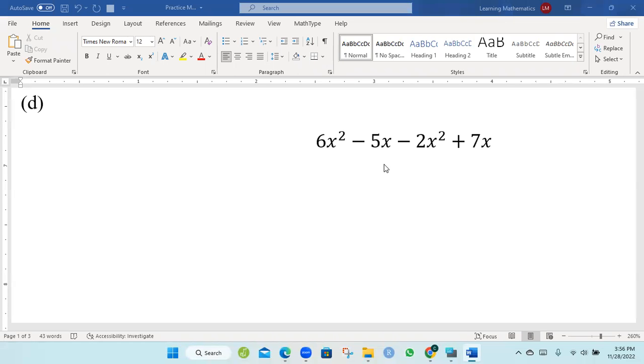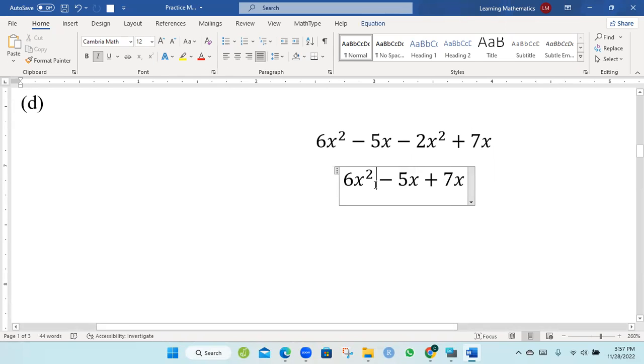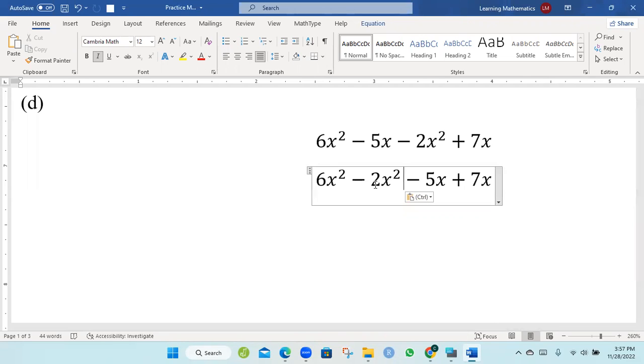So the expression for D is 6x squared, subtract 5x, subtract 2x squared, plus 7x. So 6x squared. X squared is not like x. Okay, you have 6x squared. So we have to look for x squared. We have negative 2x squared. So 6x squared is like negative 2x squared, the 6 of them and negative 2 of them. And now the x's, we have negative 5x and 7x. So we have grouped them up, like terms together.